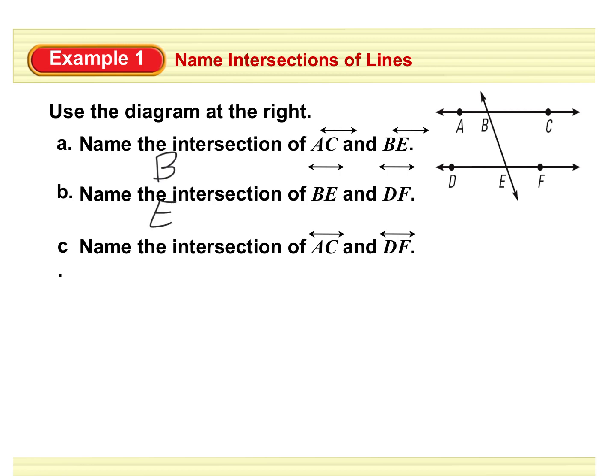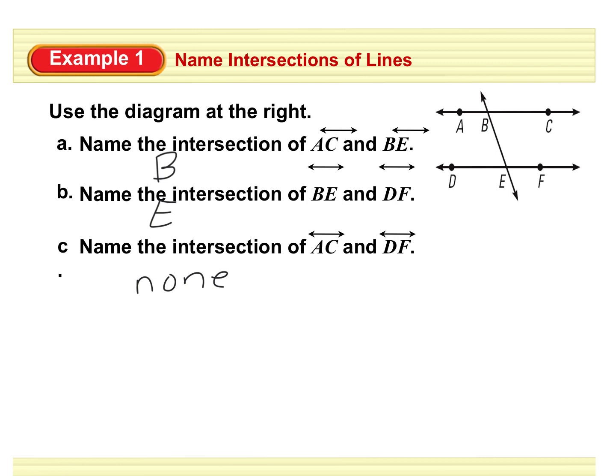Last one, we have the intersection of AC and DF. AC is up here. DF is right here. Okay? They do not connect at all. They are parallel lines. They will never connect. So we put none, or NA, okay?